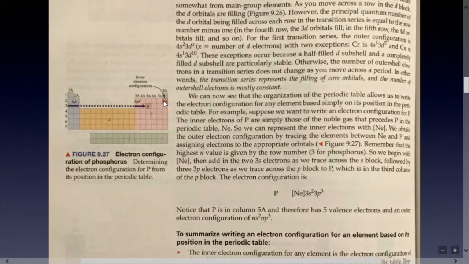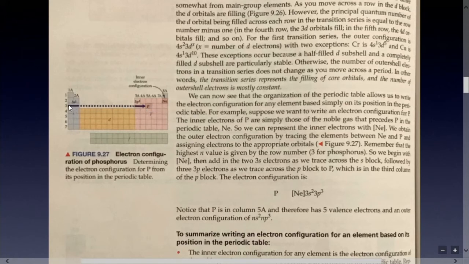So basically, writing down neon in brackets is going to be the same thing as writing 1s2, 2s2, and 2p6. You won't have to write all that. You can just put neon in brackets, and then continue where I left off. So go down to the next row. We're in row 3, and we're going to work our way all the way to phosphorus and write down what it takes to get there.